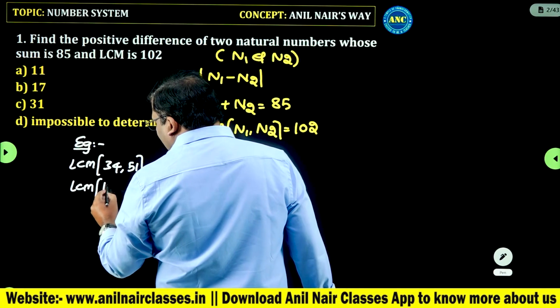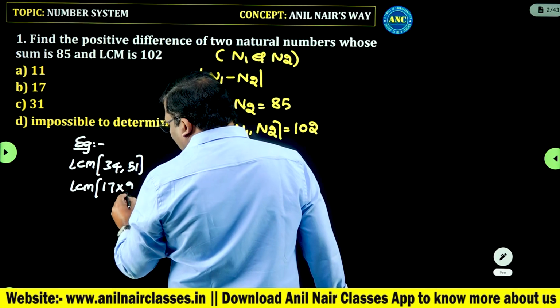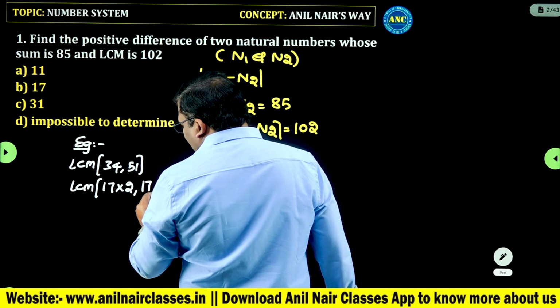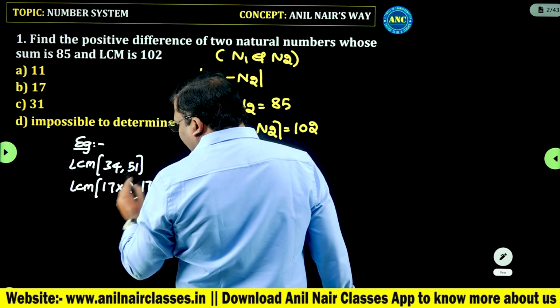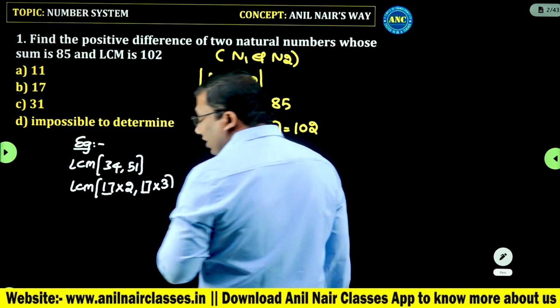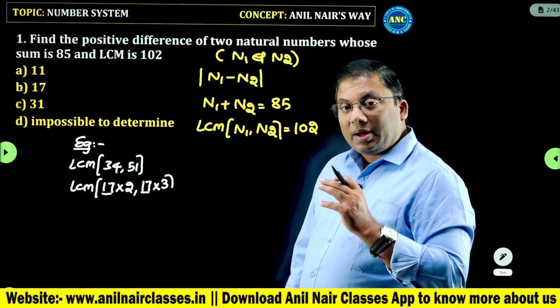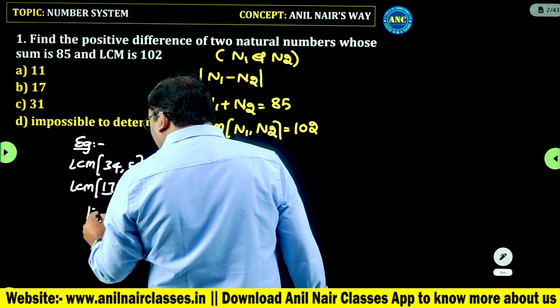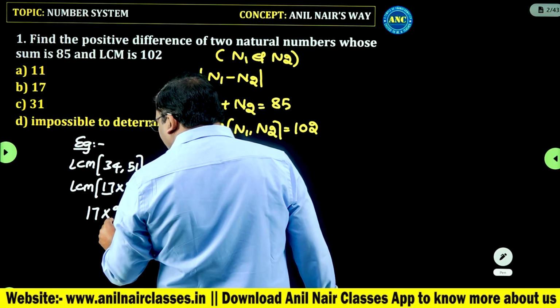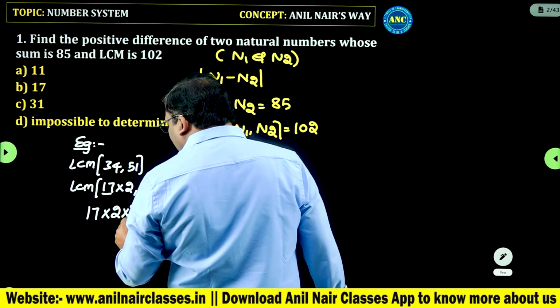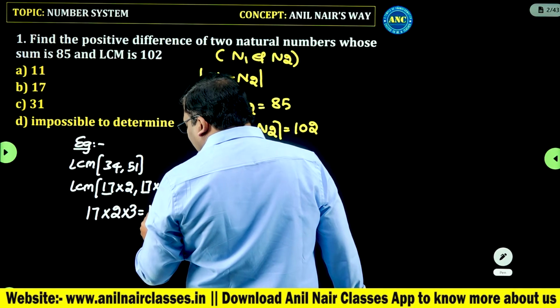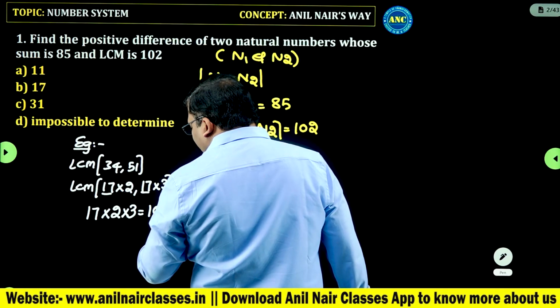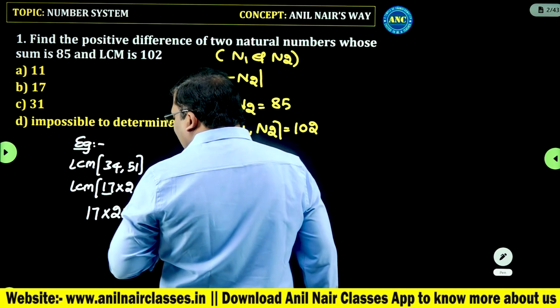34 can be written as 17 into 2. 51 can be written as 17 into 3. Whenever we are computing the LCM of the numbers, the number which is common in all the numbers, we write it outside: 17. 2 and 3 are co-primes. LCM of co-primes is their product. 17 into 6 is 102.